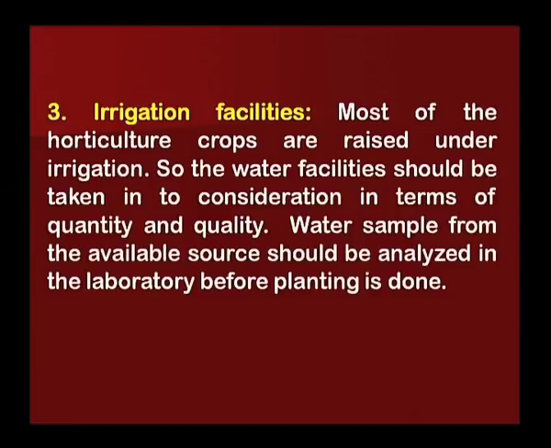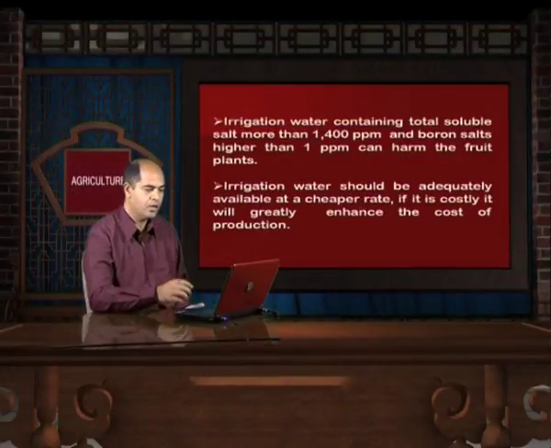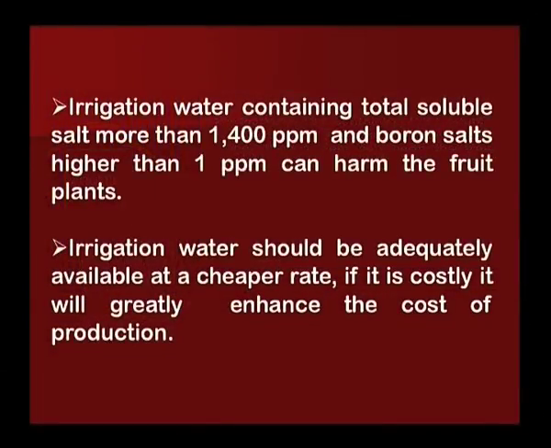Irrigation facilities. Most of the horticulture crops are raised under irrigation, so the water facilities should be taken into consideration in terms of quantity and quality. Water samples from the available source should be analyzed in the laboratory before planting is done. Irrigation water containing total soluble salt more than 1400 ppm and boron salts higher than 1 ppm can harm the fruit plants. Irrigation water should be adequately available at a cheaper rate. If it is costly, it will greatly enhance the cost of production.